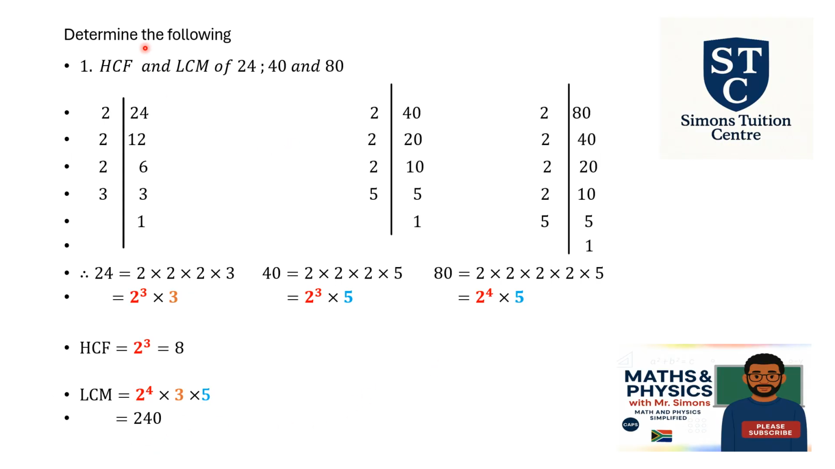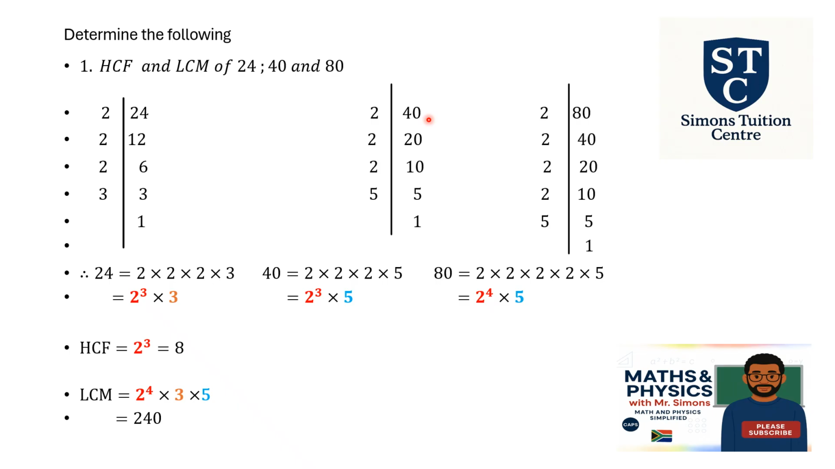Now again, determine highest common factor and lowest common multiple of 24, 40, and 80. So again, prime factors, 2 goes in 24, 12. 12 divided by 2 gives me 6. 6 divided by 2 gives me 3, and 3 divided by 3 would then give me 1. So 24 equals 2 times 2 times 2 times 3, which then gives me 2 cubed times 3.